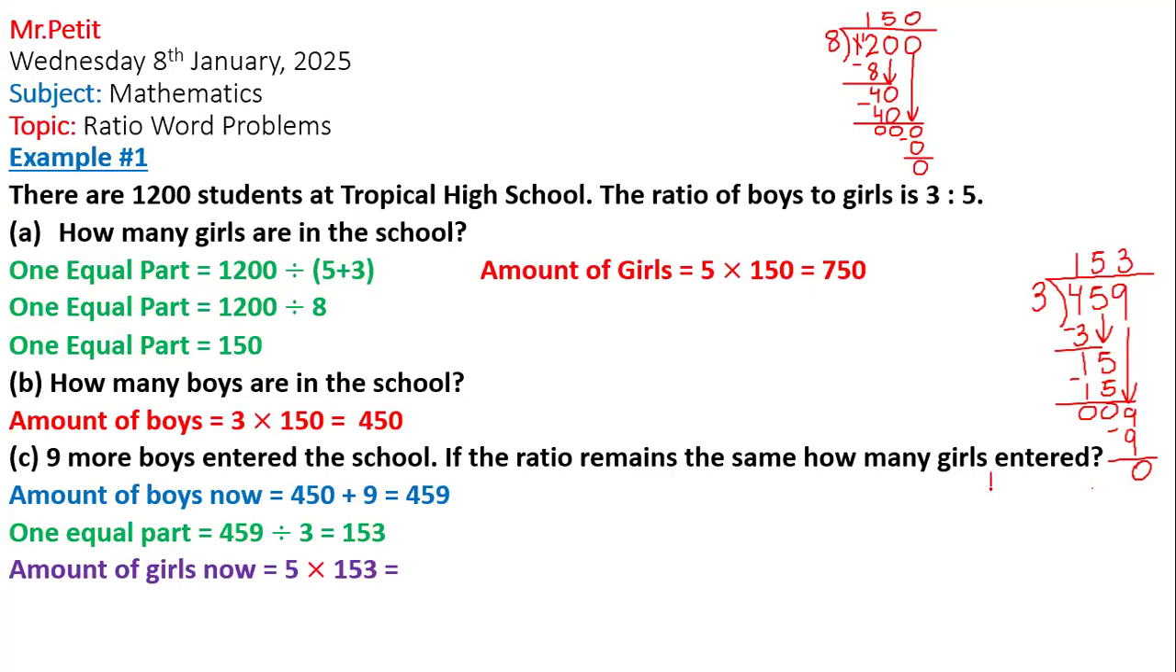So 153 multiplied by 5. We say 5 times 3 gives us 15. Put the 5 down, put the 1 up. 5 times 5 is 25 plus 1 is 26. Put the 6 down, put the 2 up. 5 times 1 is 5 plus 2 is 7. So it's going to be 765.